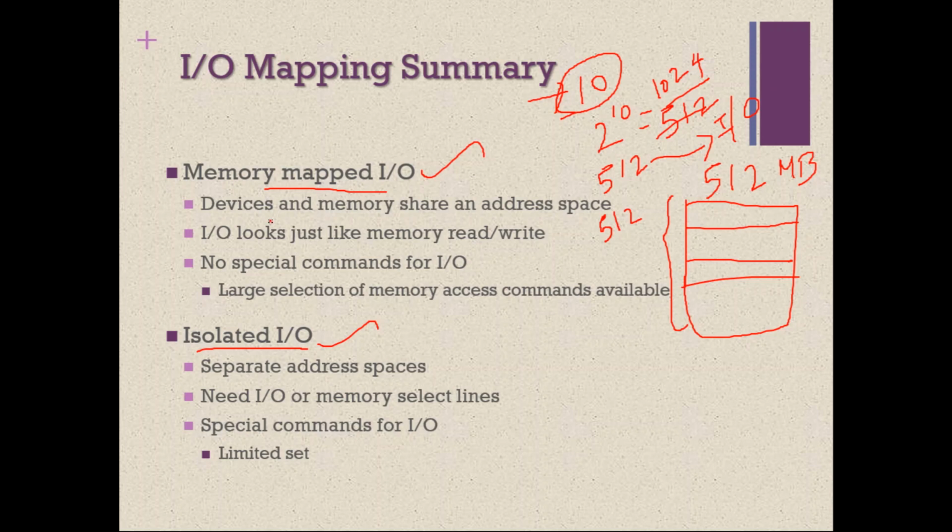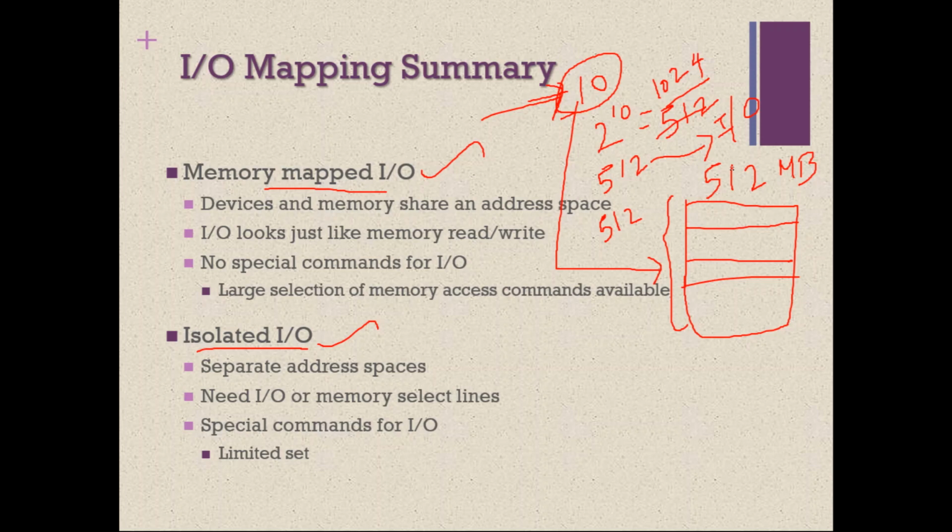Why do we call it memory mapped IO? Basically, the system is providing you 10 address lines, and these lines are used to address the memory. They are not provided for the sake of addressing IO devices. But actually I don't need 10 lines. It is just enough for me to have 512 locations.